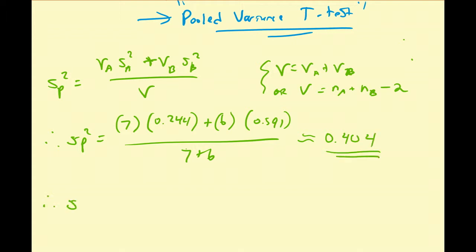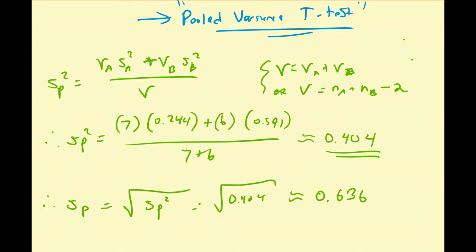So if that is true, then that means the pooled standard deviation is going to be equal to the square root of the pooled variance, or the square root of 0.404, which is approximately equal to 0.636.